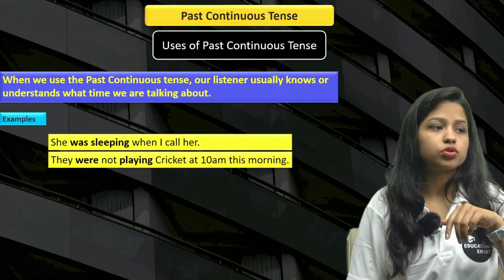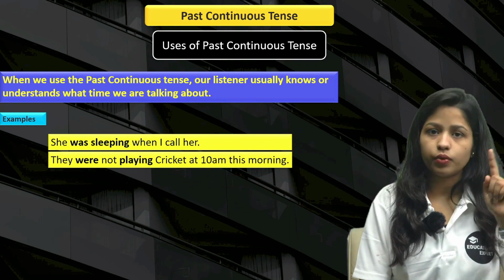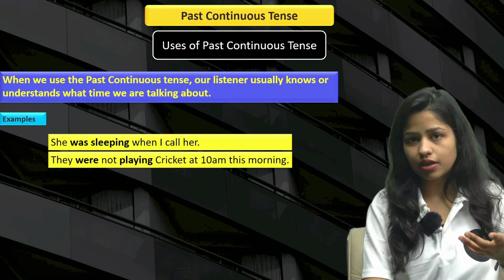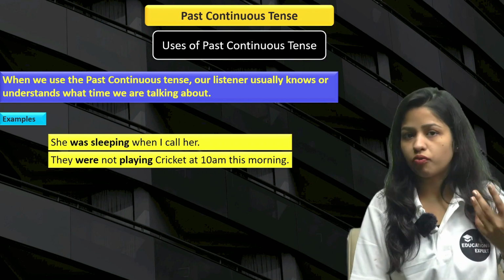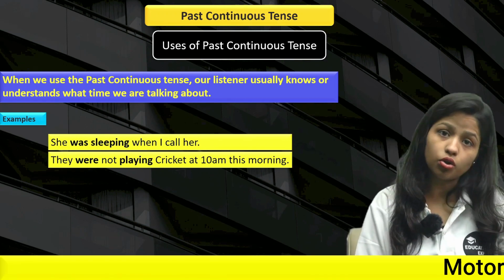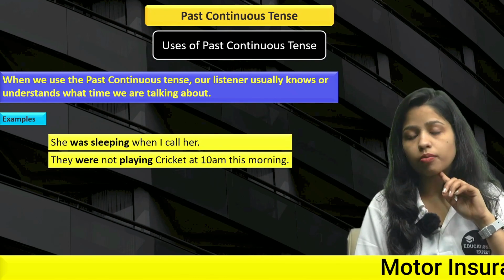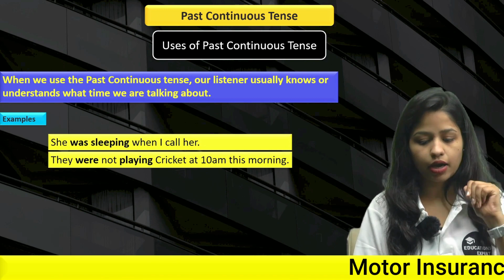Let's see some examples of it. She was sleeping when I called her. So you can definitely get the meaning of what time we're talking about. Of course, we're talking about the past. They were not playing cricket at 10 a.m., right? So they were not playing cricket, again shows the time. I hope this is clear for you.